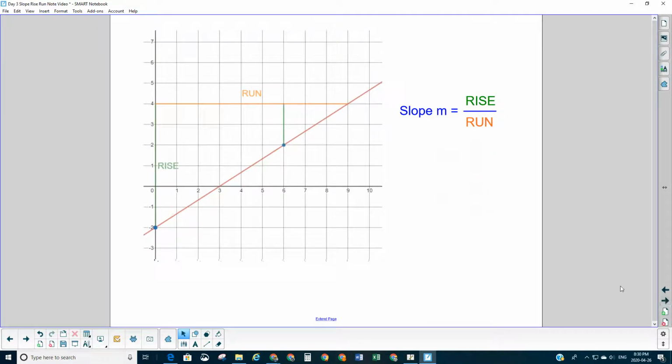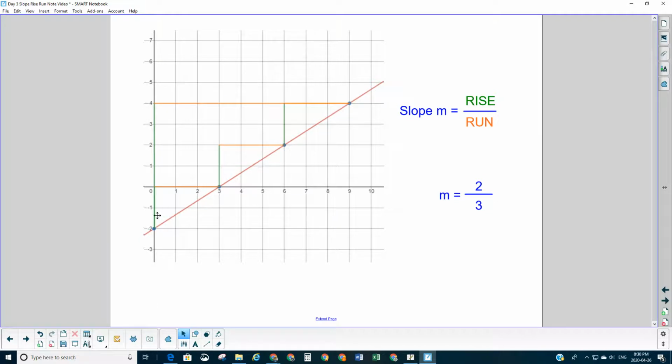You can go even bigger here. Here's one that goes from this point all the way to this point. So this time you're going to rise 1, 2, 3, 4, 5, 6. So you're going to rise 6. And your run is 1, 2, 3, 4, 5, 6, 7, 8, 9. But of course, 6 over 9 reduces to 2 over 3.